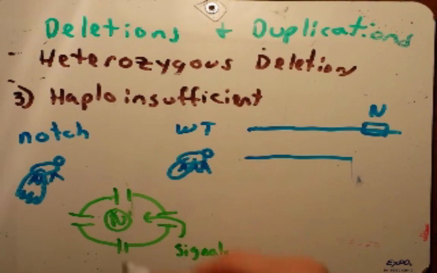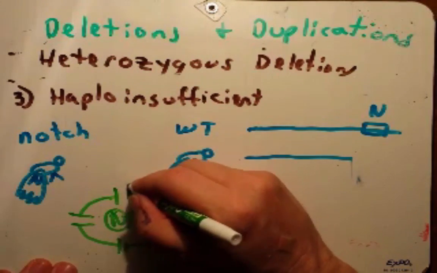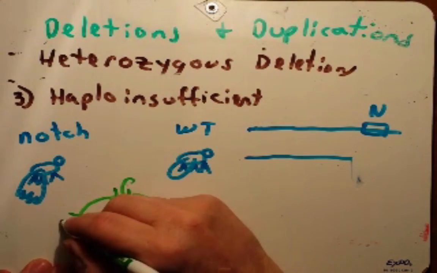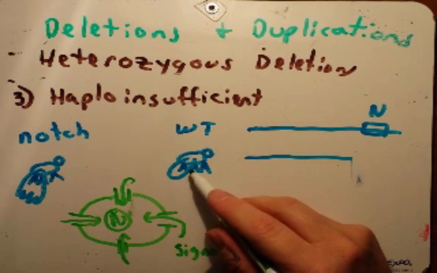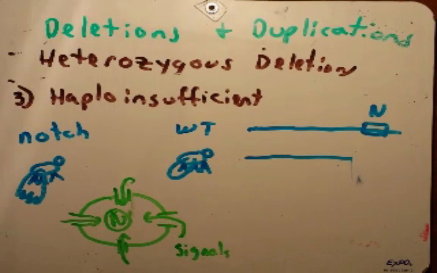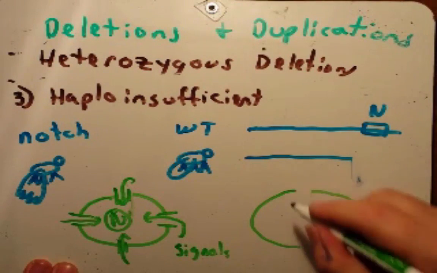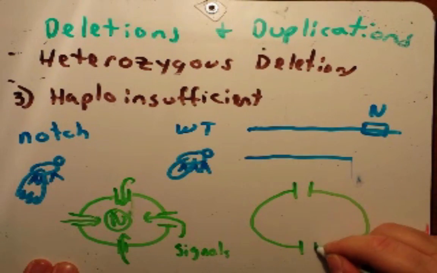In the wild-type fly, just for convenience, I don't know how many receptors there really are, but let's say there are 4. All 4 of these are receiving that signal to help develop this wing. But if you only have 1 copy, maybe you only have 2 receptors.